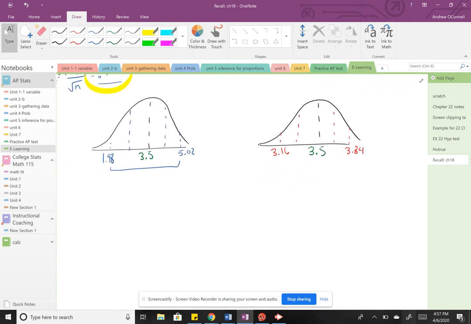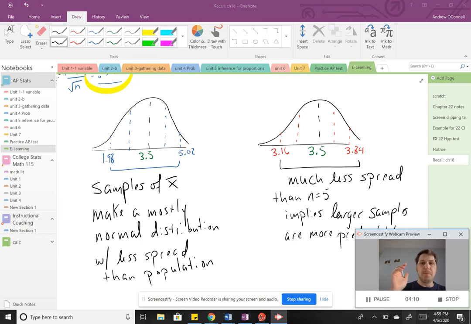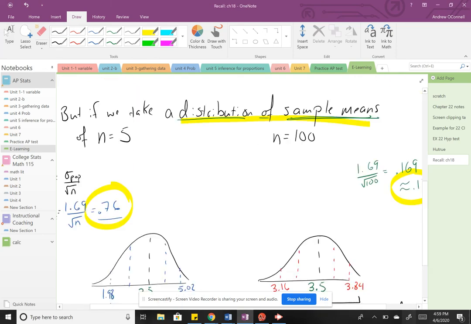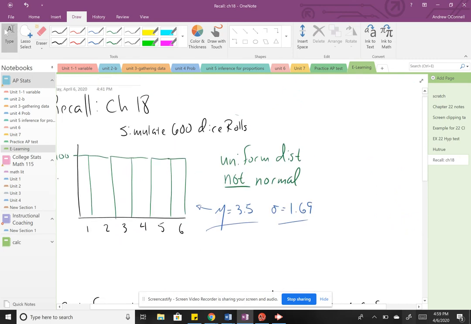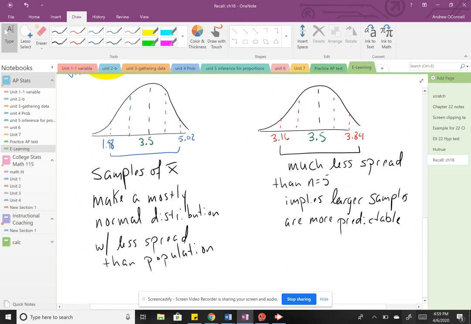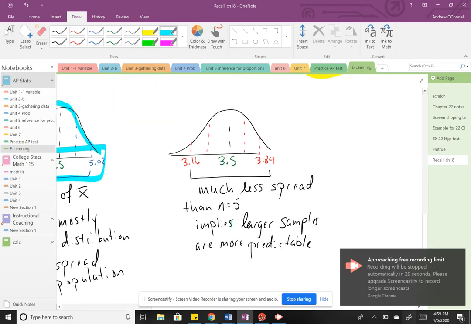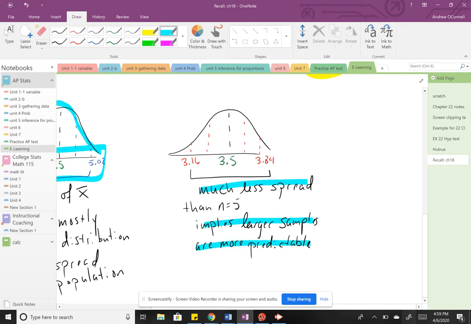Compare these two really quick. Boom, there's a whole bunch more on the screen now. So we started with a uniform distribution here. We took sample means, and when we took these sample means, it made a mostly symmetric, mostly normal distribution with much less spread than our population. When we increase the sample size, we have much less spread, which implies larger samples are more predictable.